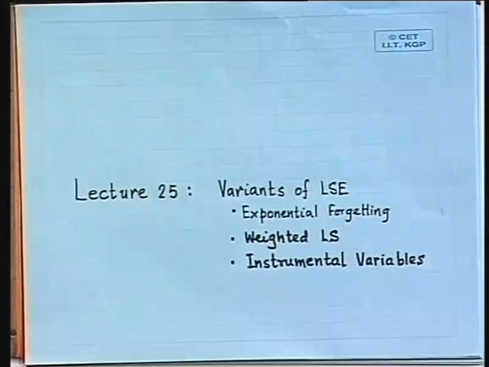What did we learn yesterday? The basic least square algorithm, in the form y is equal to phi transpose theta plus v, and we saw some properties. We found that it is supposed to work well if certain properties are satisfied by the data vector phi and the noise or error vector v.